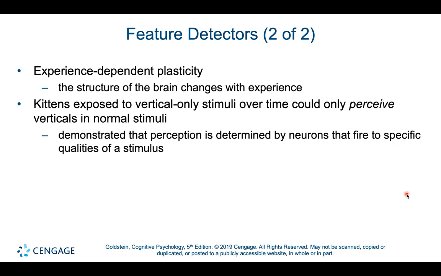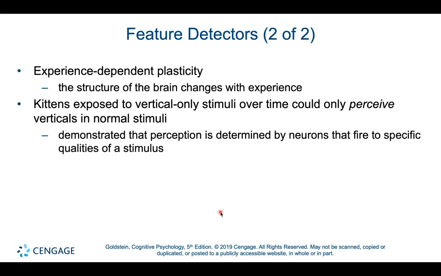Now, this is to some extent inborn, but it is also dependent upon experience. We know that the structure of the brain changes with experience. We call this plasticity. And in these original experiments, Hubel and Wiesel examined this plasticity by taking away experience from particular kittens.